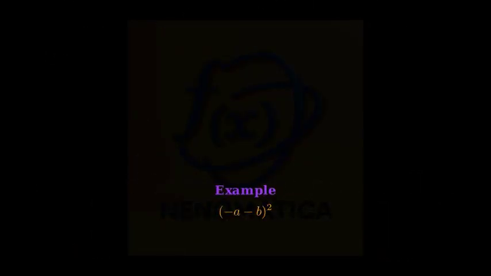We need to expand the expression (-a - b)². We'll apply the square of a difference formula. According to this formula, (-a - b)² equals (-a)² + 2 times (-a) times (-b) + (-b)².